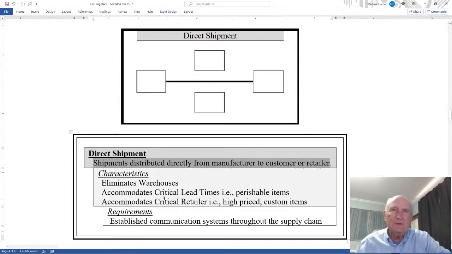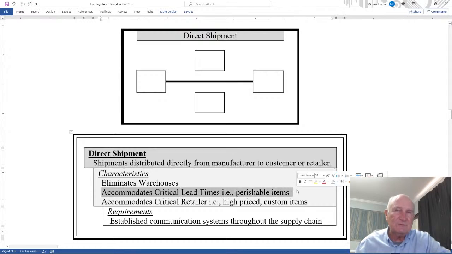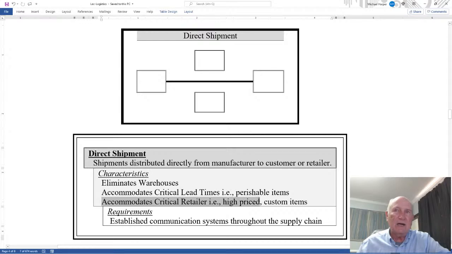Characteristics: well, it eliminates warehouses. There are no warehouses. They're there, but they're not used. It accommodates critical lead times, such as perishable items, because with perishable items, the lead time upstream to downstream has to be very short. Quite often, they're going to be direct shipment. It also accommodates critical retailer needs, that is, high-priced custom items.